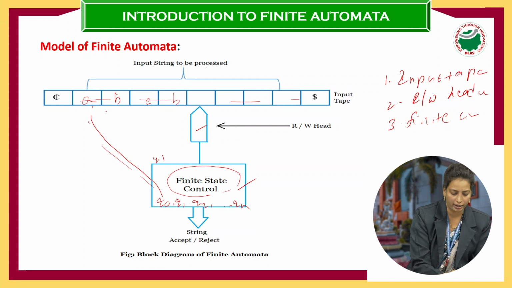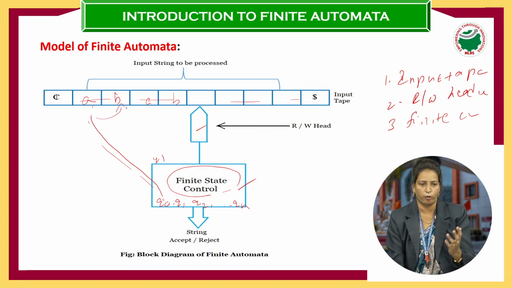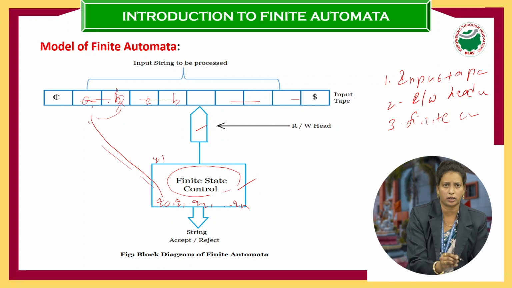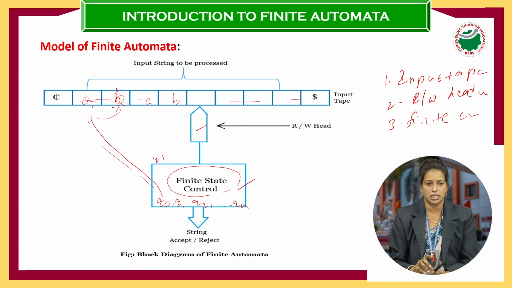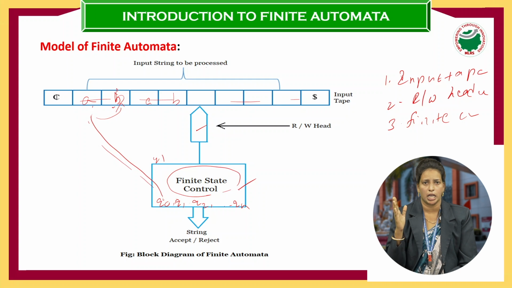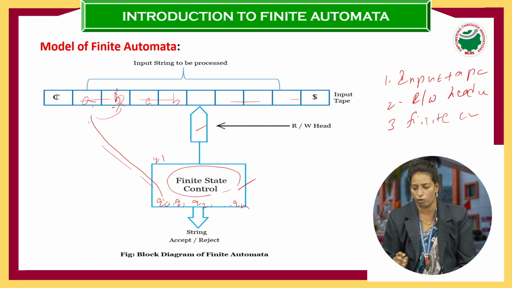Next, the read-write header reads the next character in the input tape. The next character here is B. So Q1 of B goes to the same state or the next state. This is the mathematical model of finite automata, or structure of finite automata. So how many components does the mathematical model contain? Input tape, read-write header and finite control.